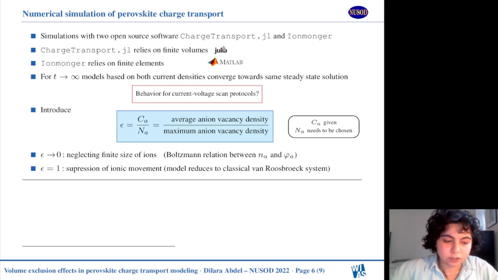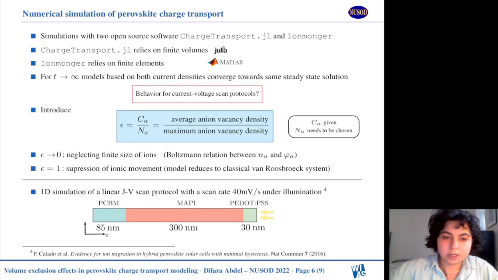In the following, we simulate a linear JV scan protocol for the most classical perovskite material, MAPI, sandwiched between transport layers with photogeneration happening from the right, or the illumination is coming from the right. Okay, so we do these simulations for variations of epsilon.